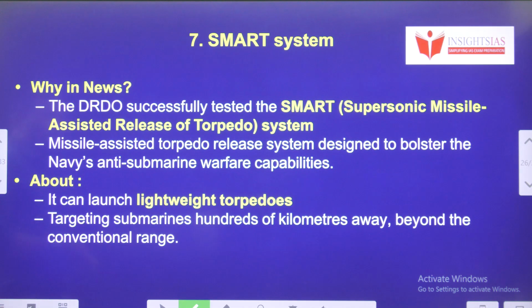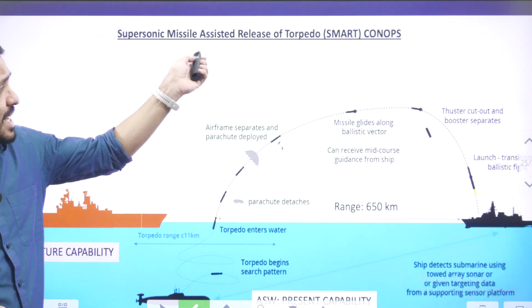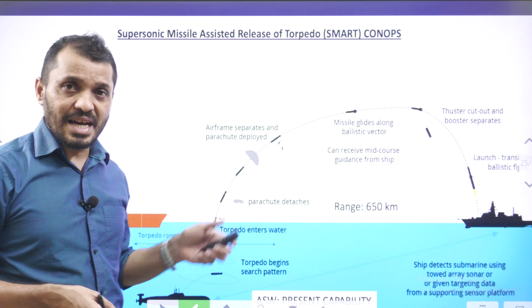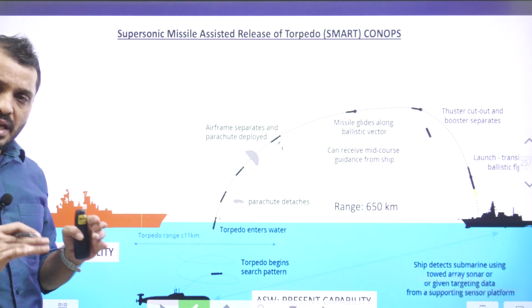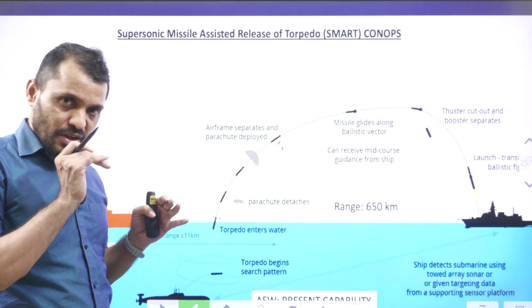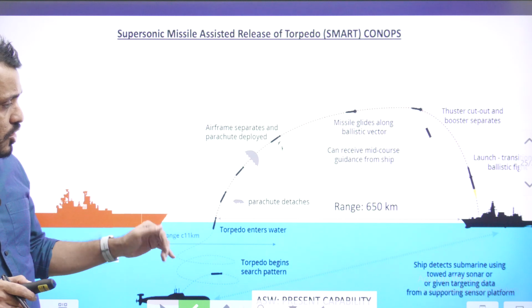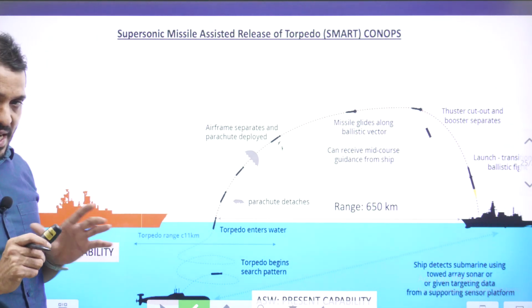Next one, it is about the SMART system. SMART stands for Supersonic Missile Assisted Release of Torpedo. Normally, a torpedo is a missile which will attack a submarine. If we launch a missile underwater, that is known as a torpedo. Here the normal range of the torpedo is very less.